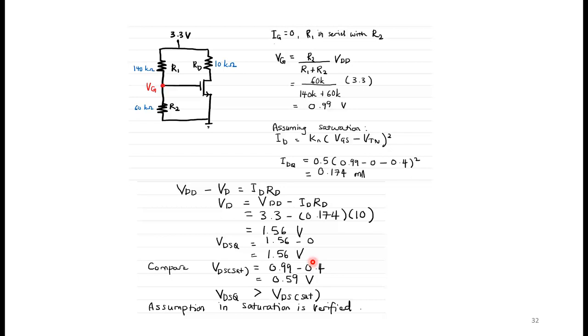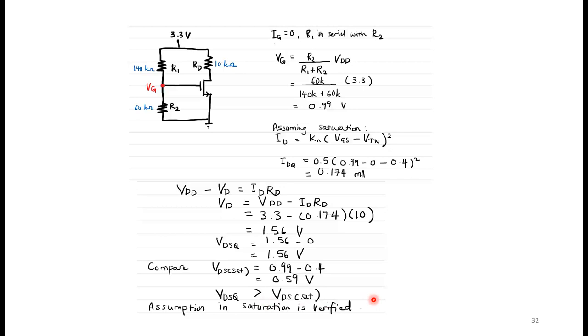Why am I finding this? Because I want to check whether the assumption that it is in saturation is correct or not, and I can compare it with VDS sat, or some of the books would call it the overdrive voltage, which equals VGS minus VTN: 0.99 minus 0.4, which is 0.59 volts. So 1.56 volts is greater than 0.59 volts, or VDSQ is greater than VDS sat. Therefore, the assumption that it is in saturation is verified.